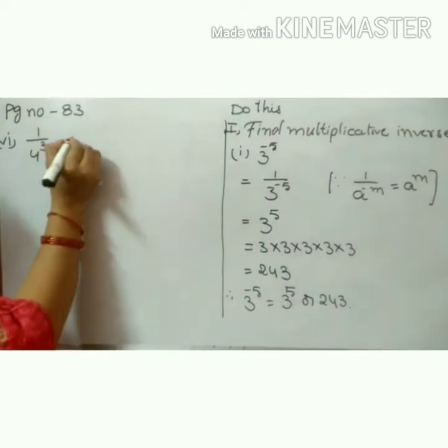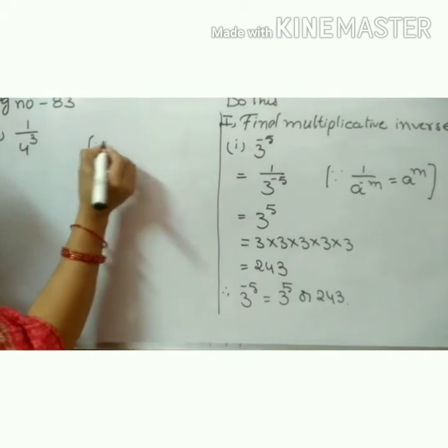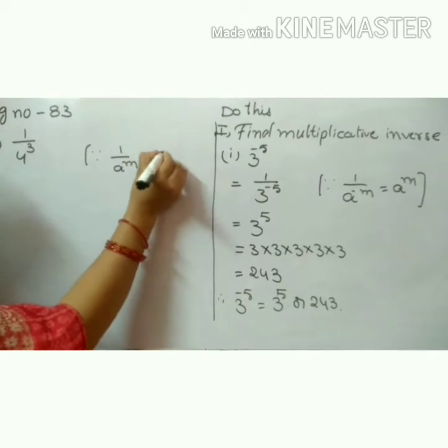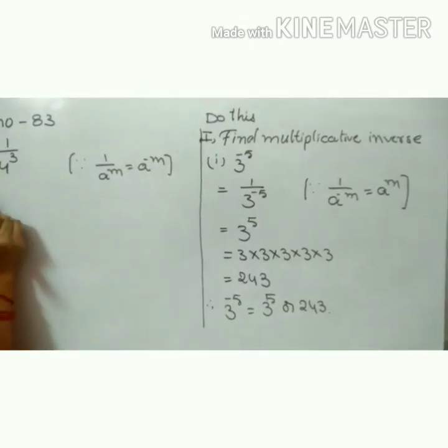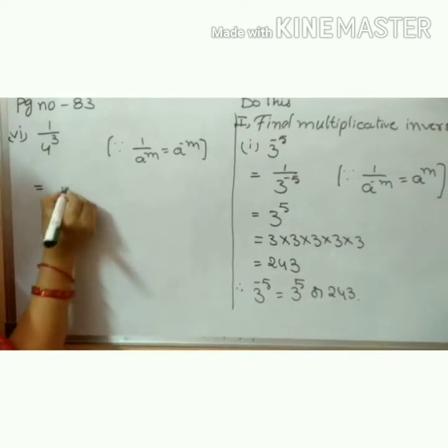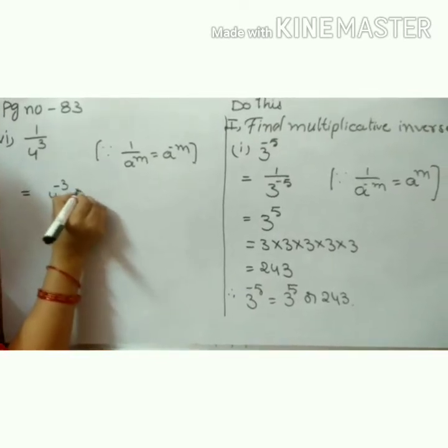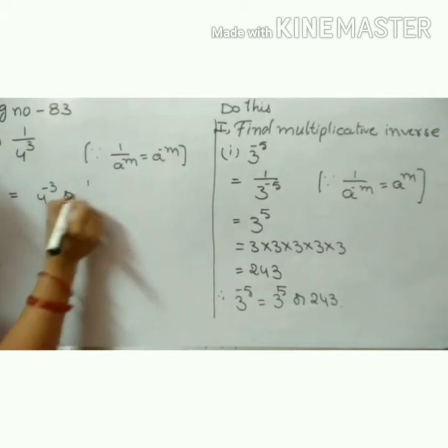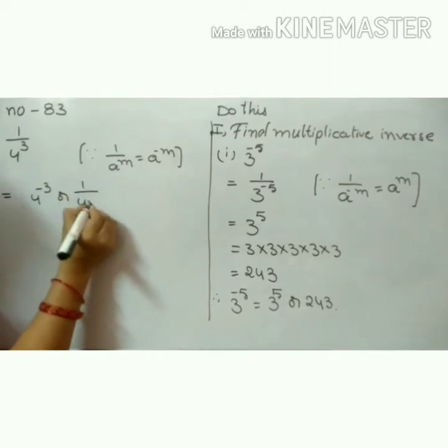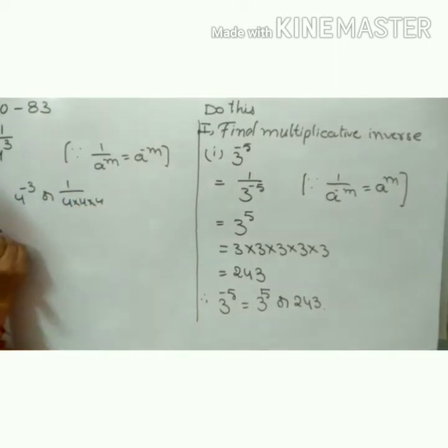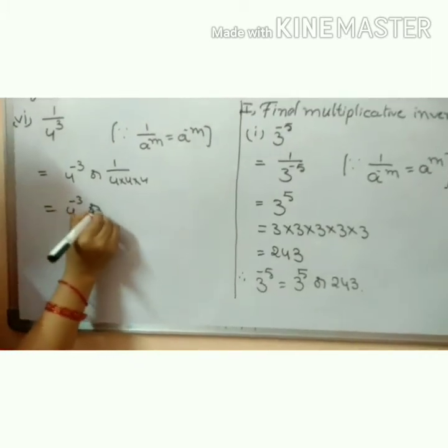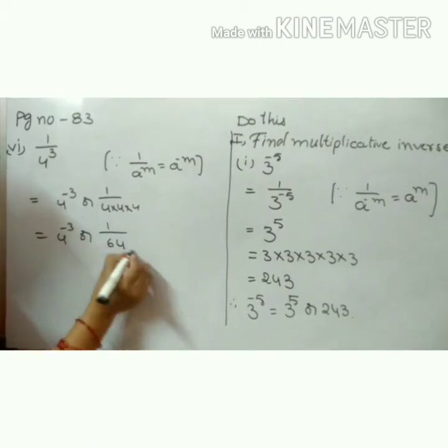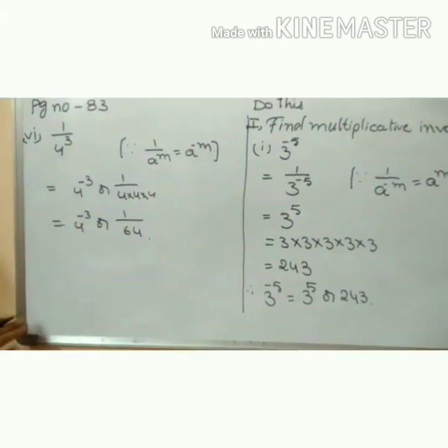So it is also using the laws of exponents: 1 by a power m equals a power minus m. So here write 4 power minus 3, or write the value of 1 by 4 cube. It means write 1 by 4 into 4 into 4. So 4 power minus 3, or 1 by 4 4s are 16, 16 4s are 64. This is the value.